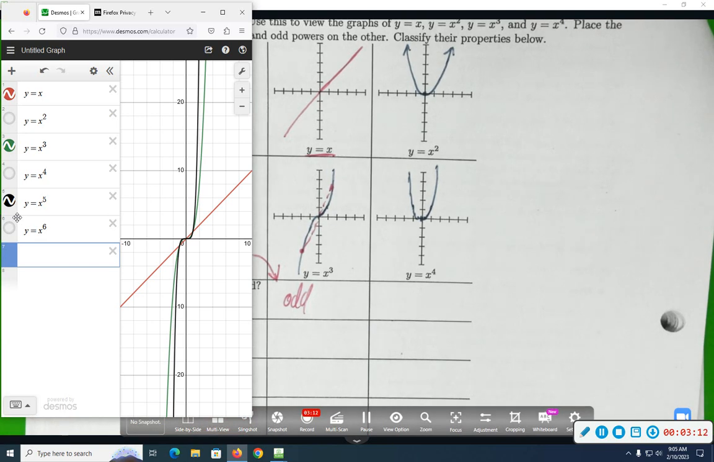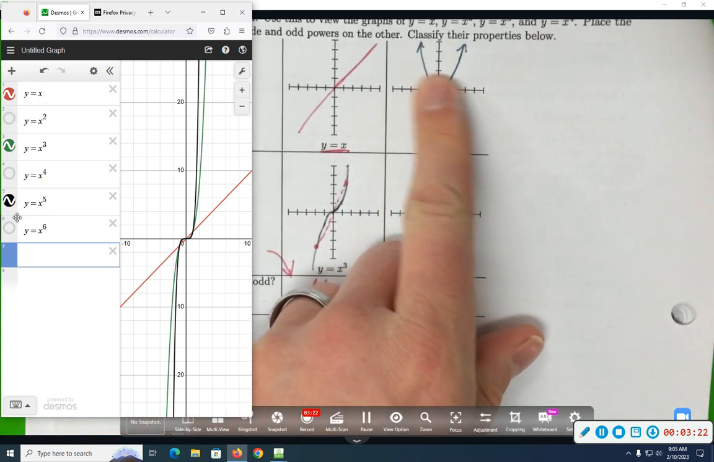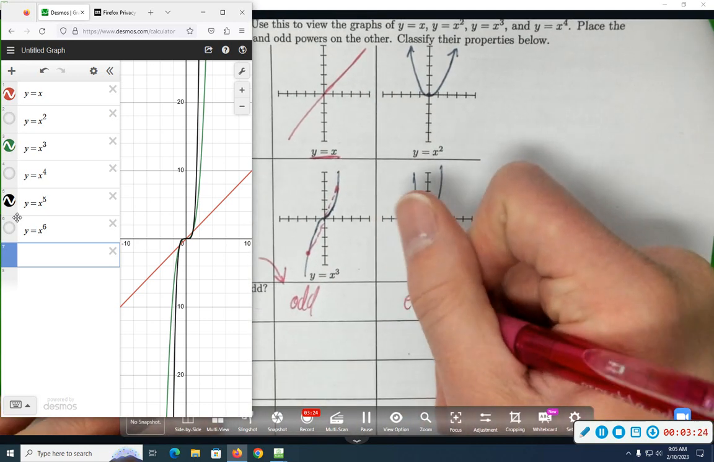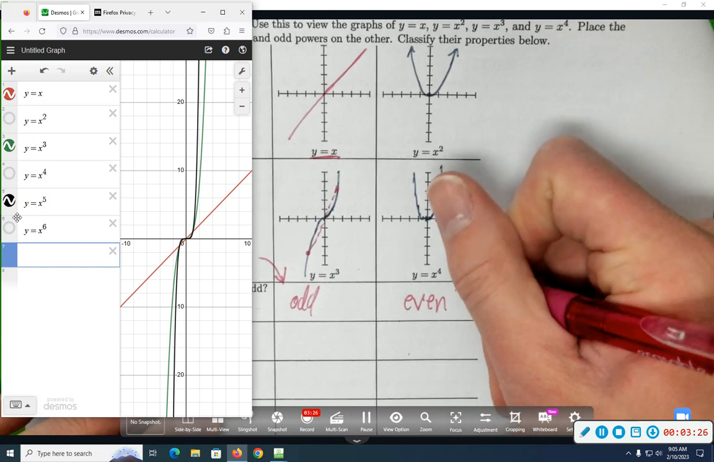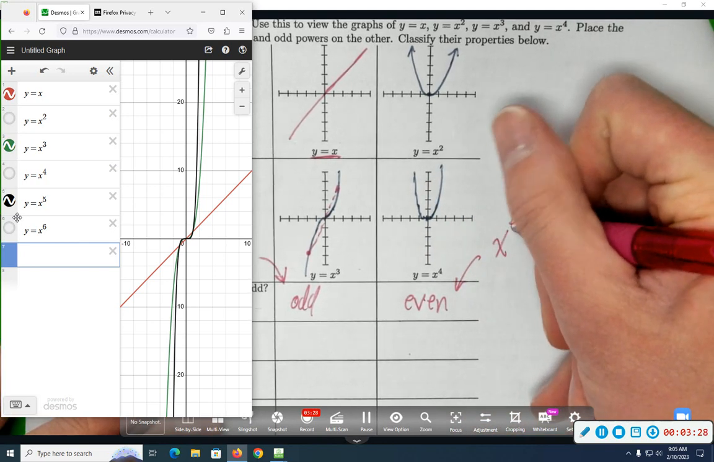How about the even powers of x? Would you call those even functions or odd functions, or neither? Even, they look like. Right? They're symmetric over the y-axis. These are all even, and in fact, the same will be true for anything that looks like x to the even power.